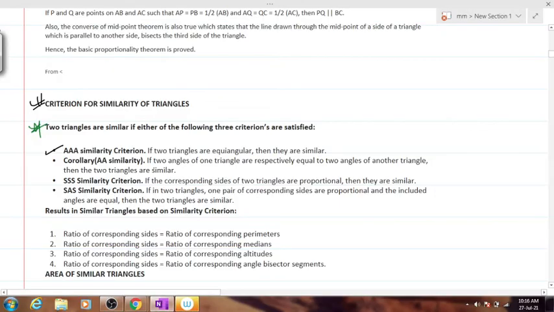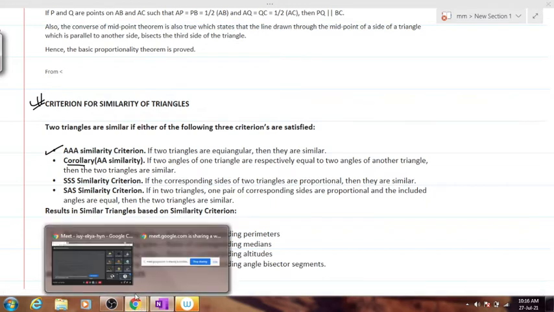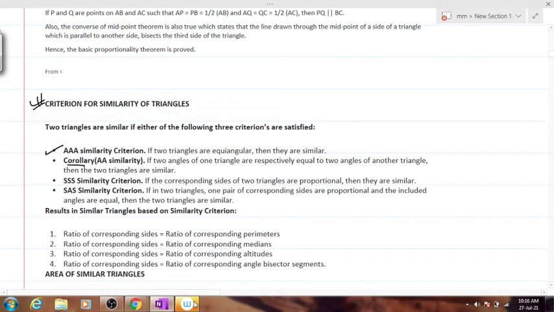Now in class 9 also you have come across this word, corollary. What is this? Can anybody tell me what is the meaning of corollary? Please try it out. No one? Something which is derived from a proven fact. From AAA we can also write AA similarity. Clear? Corollary is something which is derived from a certain or proven fact.